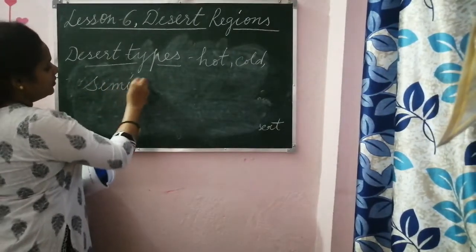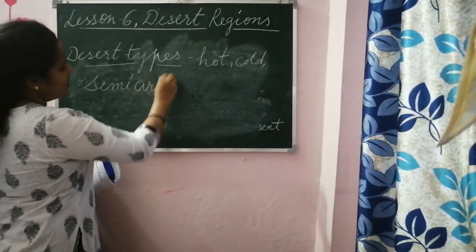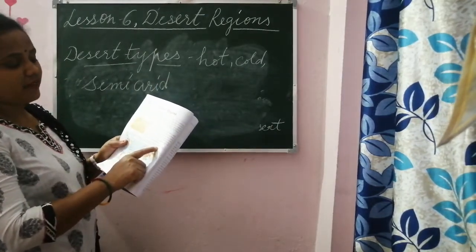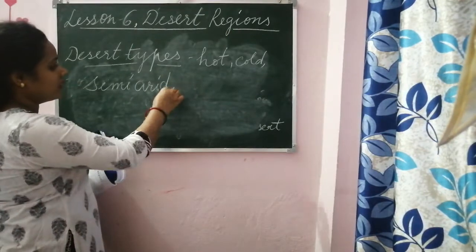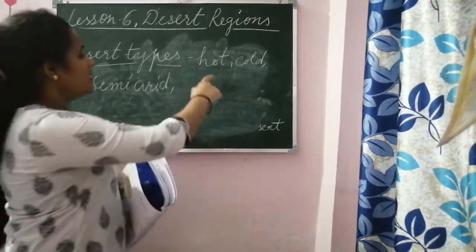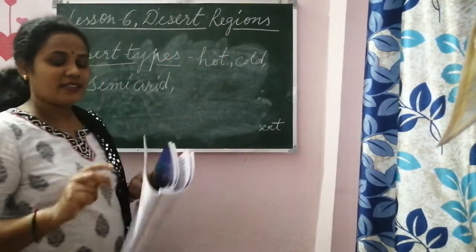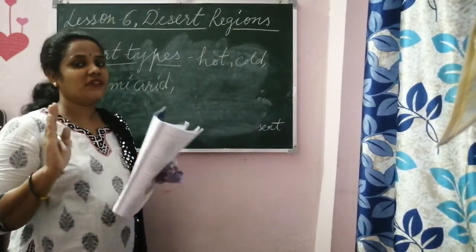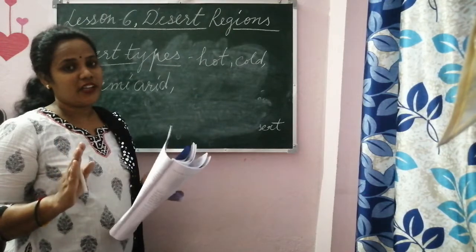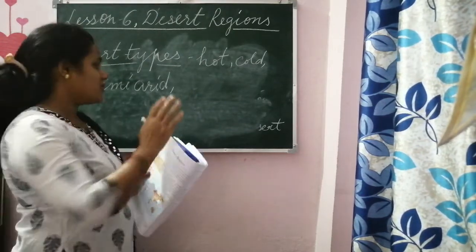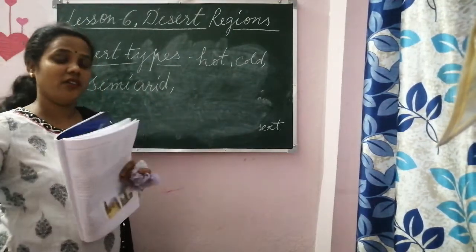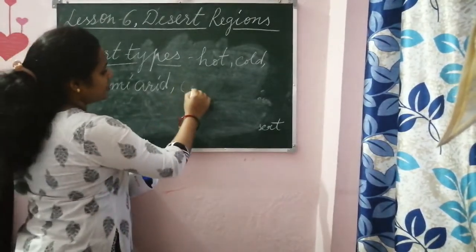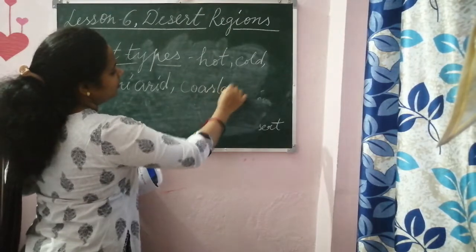Semi-arid. Semi-arid desert. It is given in your book. See, semi-arid deserts are deserts which are neither hot desert nor cold desert. It is a land area, but it is not getting proper rainfall. So in this place people are dependent on other areas. Okay, here the last one you have is coastal.